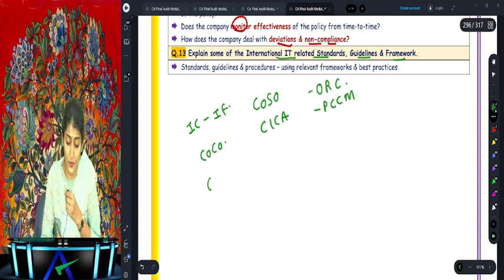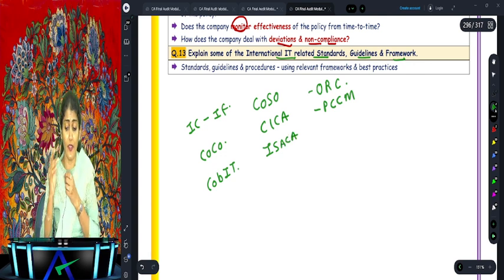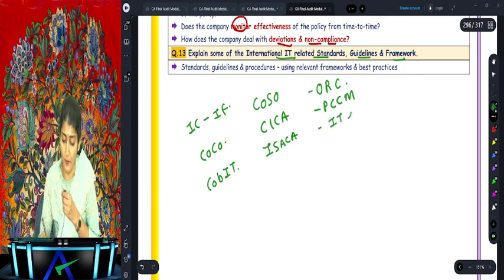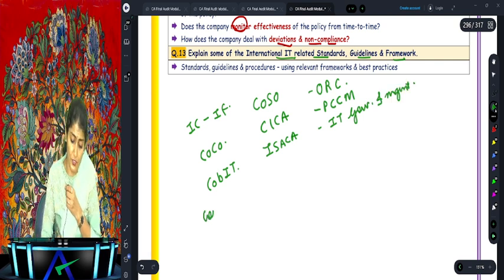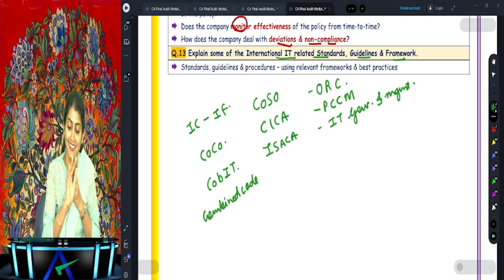Then after that, we talked about COBIT. COBIT was issued by the Information Systems Audit and Control Association, which talks about IT governance and management in a company. Do you remember this? Right? Then we talked about the combined code. Now, I should not ask you, do you remember this? Do you find this familiar? Now that's a true answer.